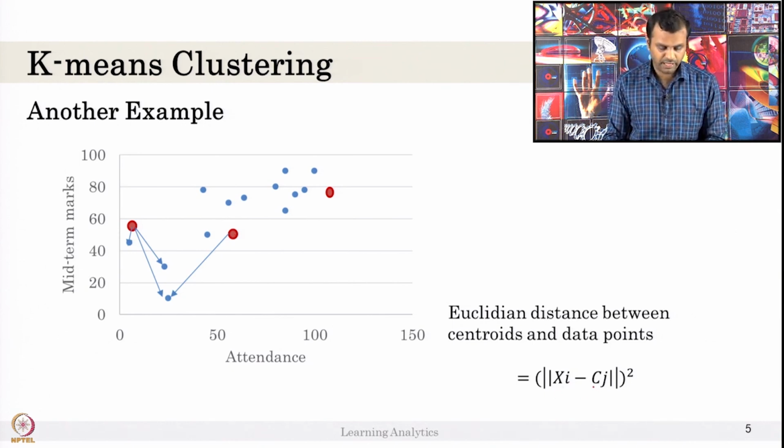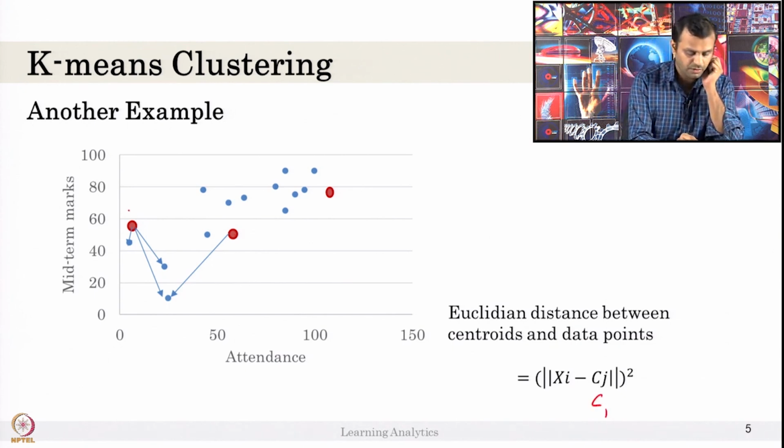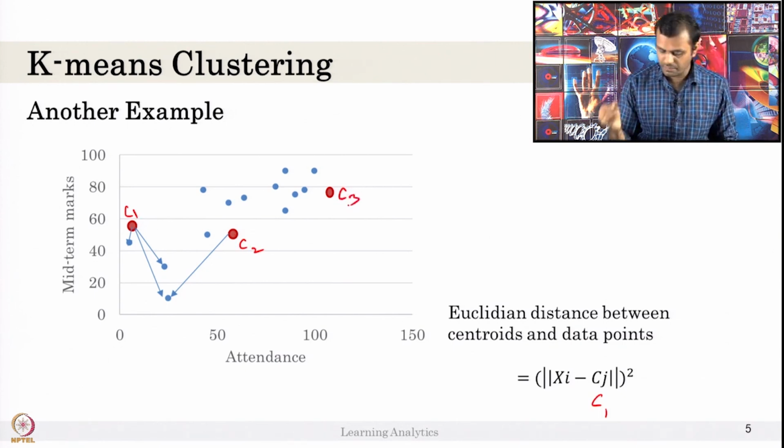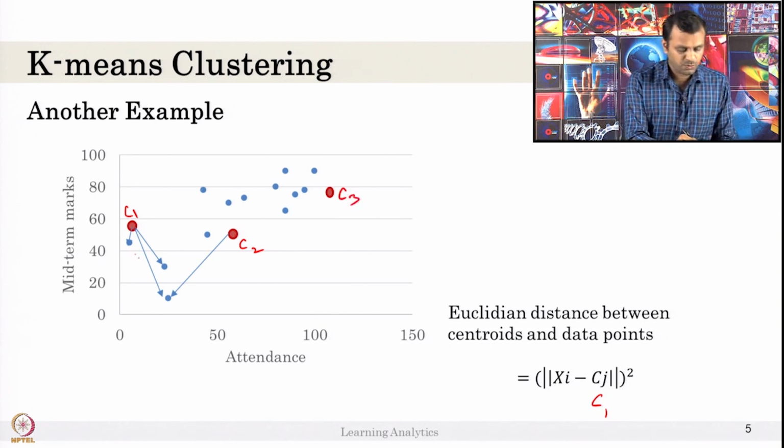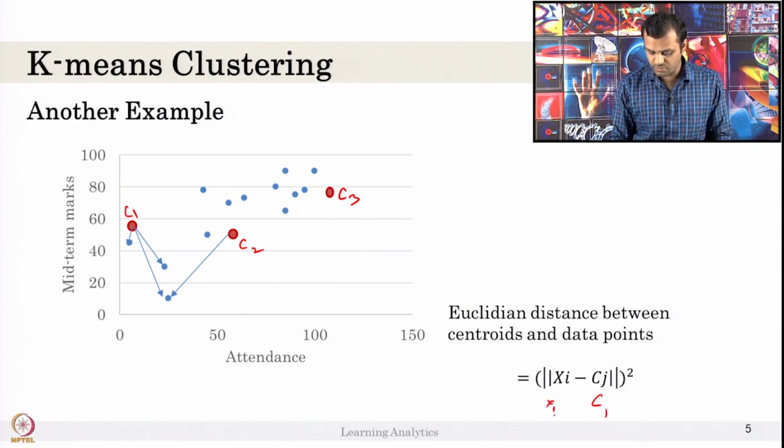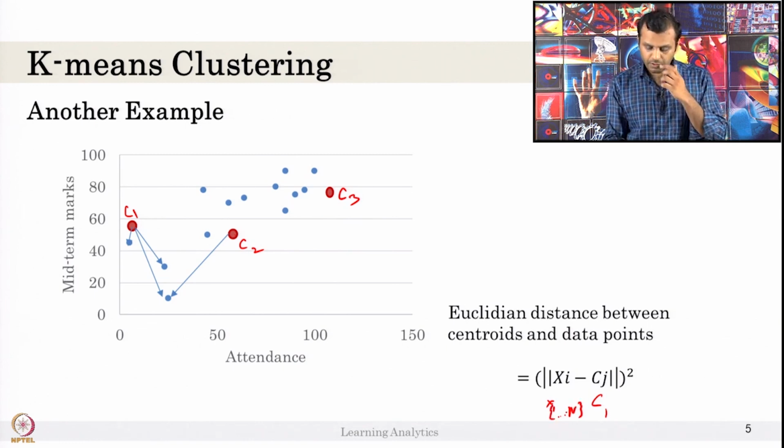C is the centroid. Consider this is C1, this is C2 and this is C3. And x may be x1, x2, x3 and all the points, 1, 2, 3, 4, 5, 6, 7 and other points. So, x will be x1 to n, the number of data points you have. You have to compute the Euclidean distance between each x1 to n and C1, C2, C3.